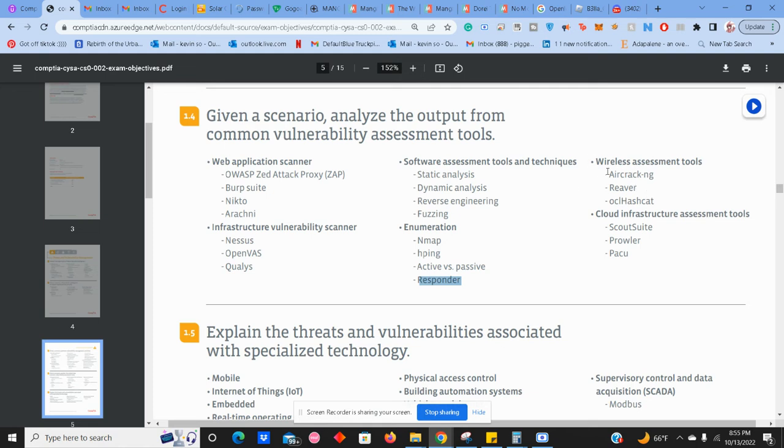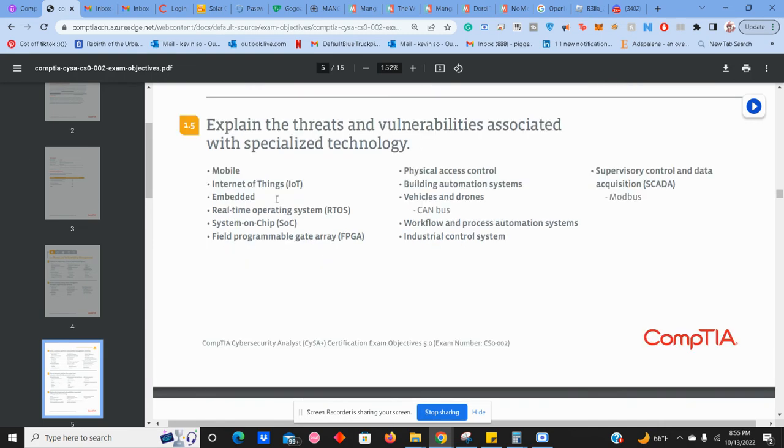Wireless assessment tools: we have Aircrack-ng, we have Reaver, which is for WPS, and we have OCL Hashcat. For cloud infrastructure assessments, we have Scout Suite, which is for multi-cloud. Prowler is for AWS, and Pacu is for AWS.